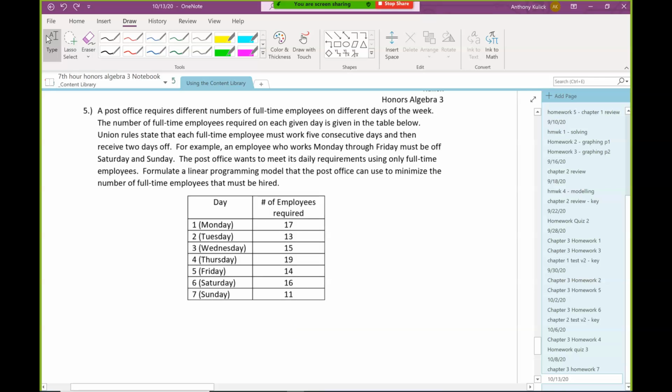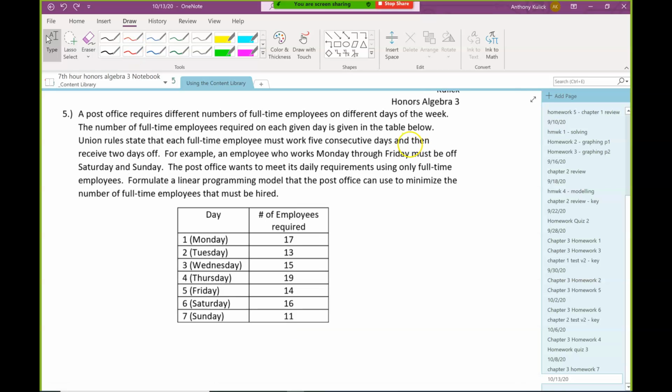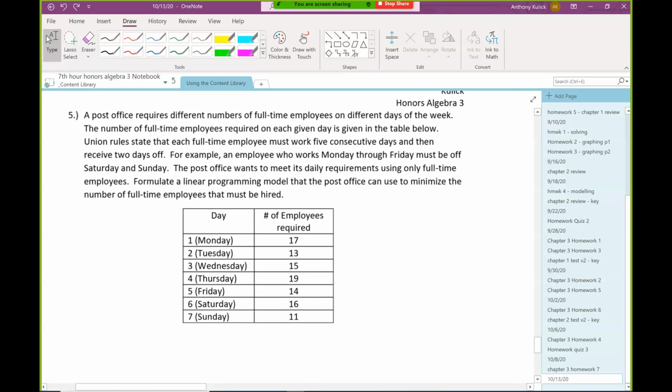This last one, I think, is the most challenging one, because deciding what the variable needs to be, to make it as simple as possible, is kind of tricky.